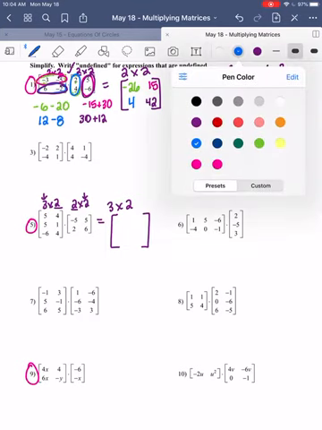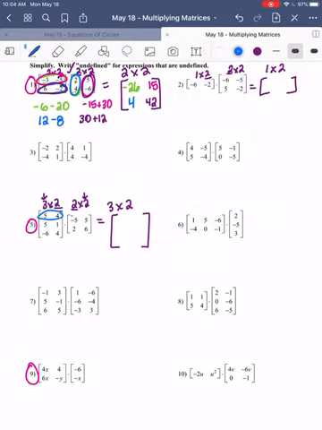All right, so let's go. We're going to do the first row to the first column. All right, so that's going to be 5 times negative 5, which is negative 25. And then negative 4 times 2, which is 8. So let's add those up. Negative 25 plus 8 is negative 17.